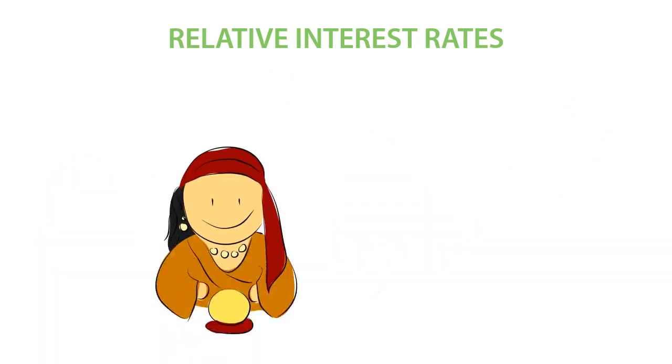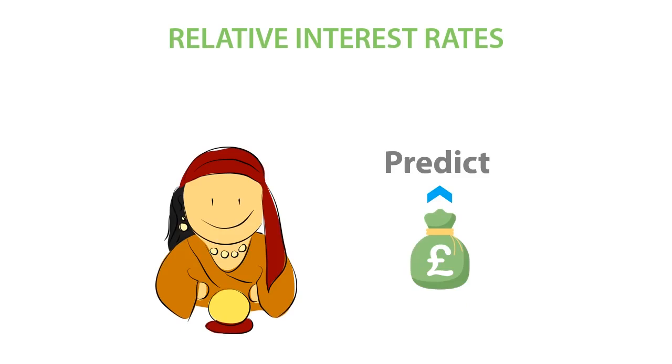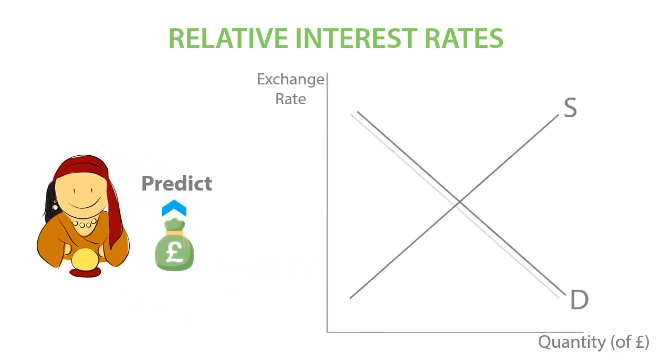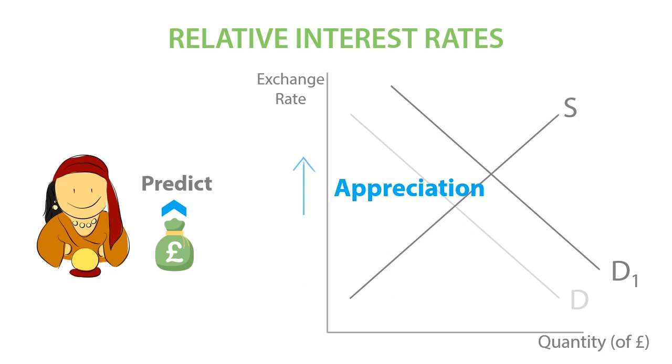On the other hand, if investors speculate and predict that a currency will appreciate in the future, they'll buy or demand more of that currency now while the exchange rate is still low so they can sell it later for more, and this will cause appreciation now.